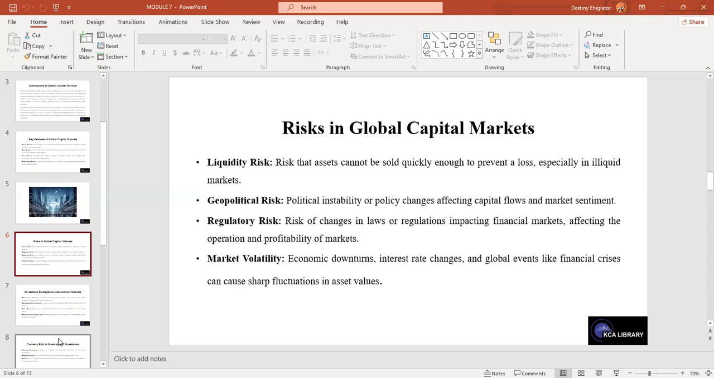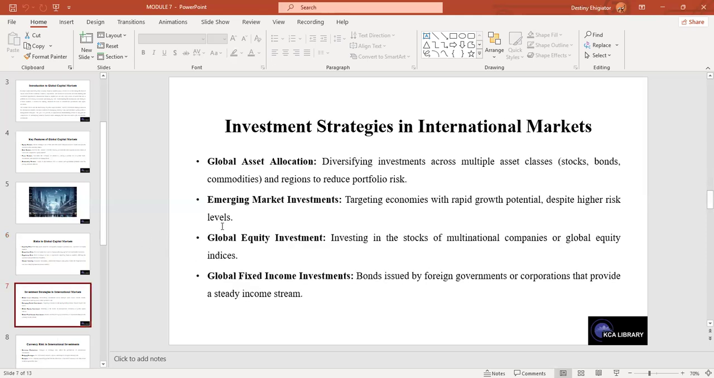Regulatory risk involves changes in laws or regulations impacting financial markets, affecting the operations and profitability of these markets. Then we have market volatility risk. Market volatility risk involves economic downturns, interest rate changes, and global events like financial crises that can cause sharp fluctuations in asset values.